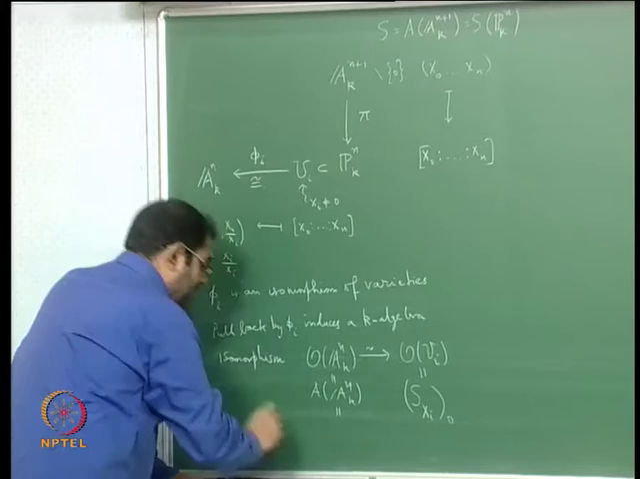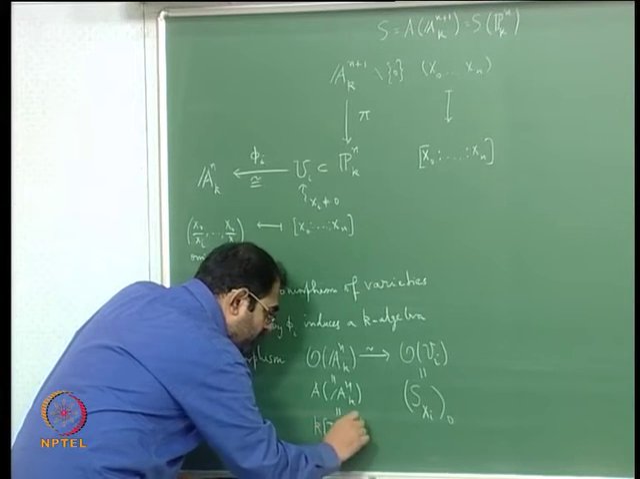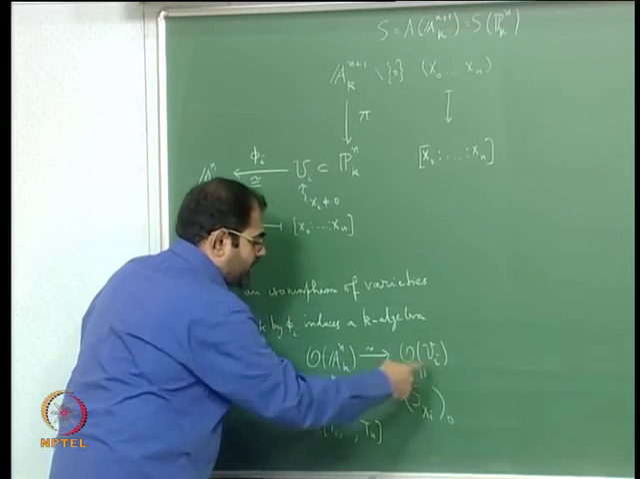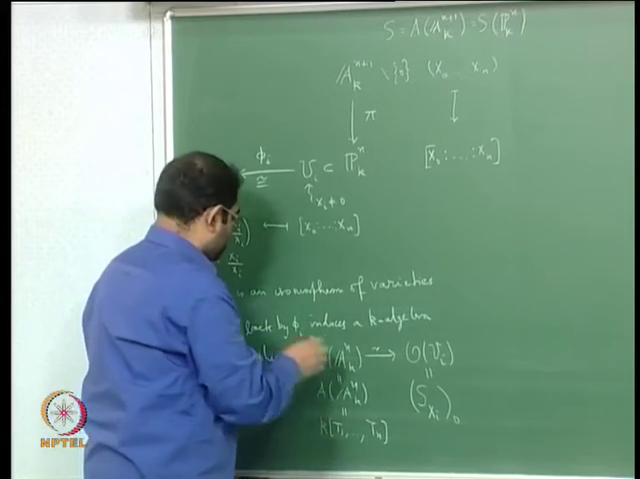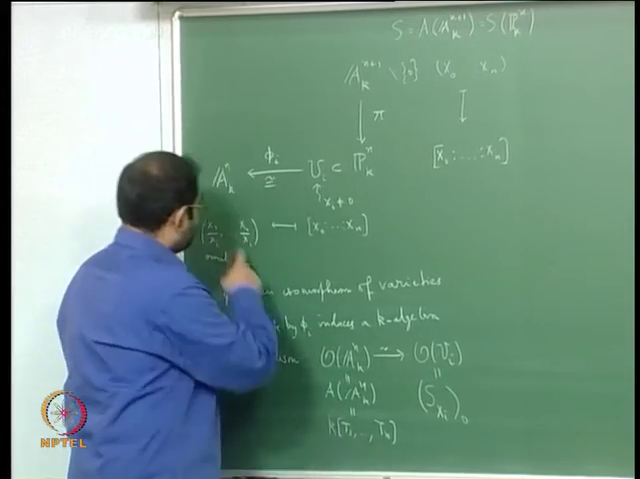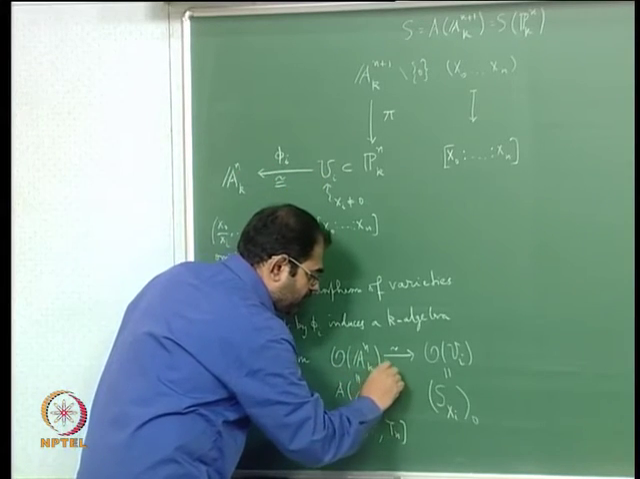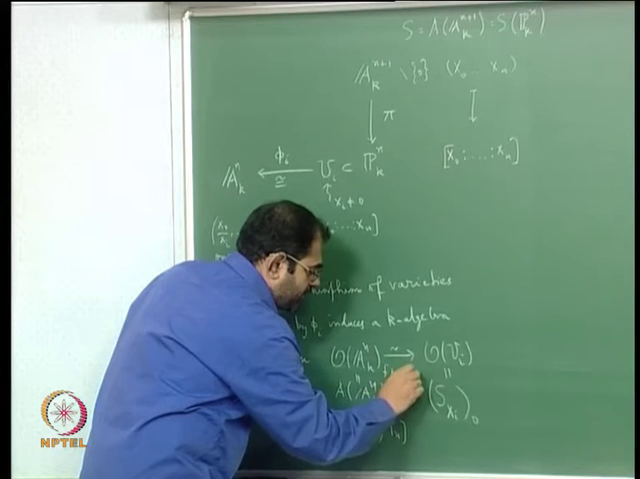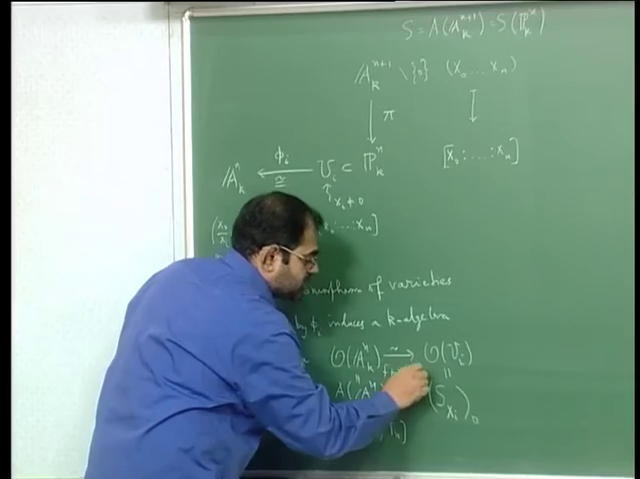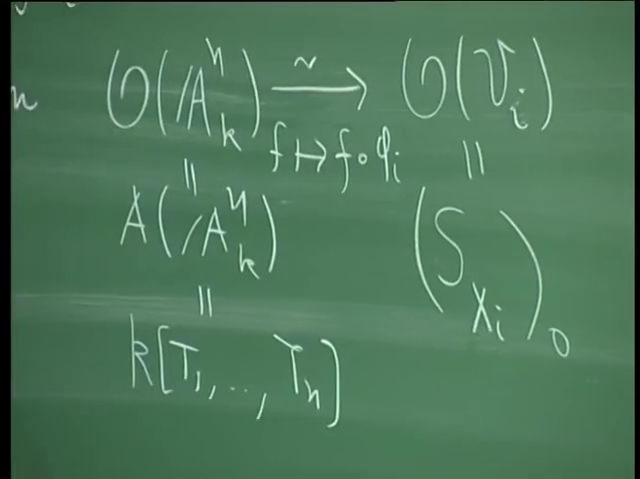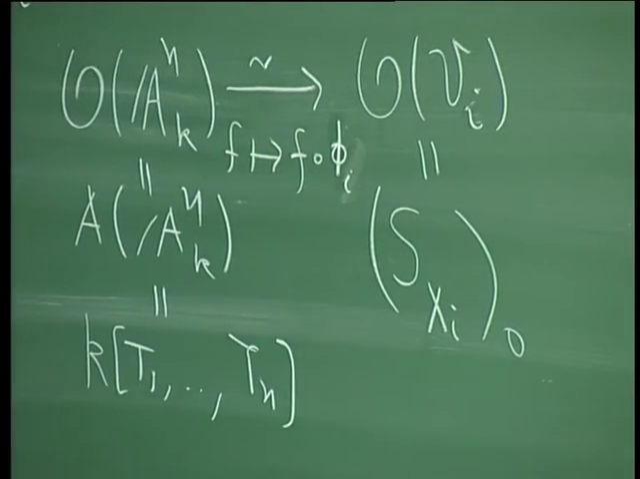If I call the coordinates on this affine space t1, t2, etc. up to tn, then this isomorphism is given by pullback of maps. The map is very simple. You give me a regular function f here, its pullback is just composition with phi I. So f goes to first apply phi I, then apply f. This is the pullback map, and this is an isomorphism.